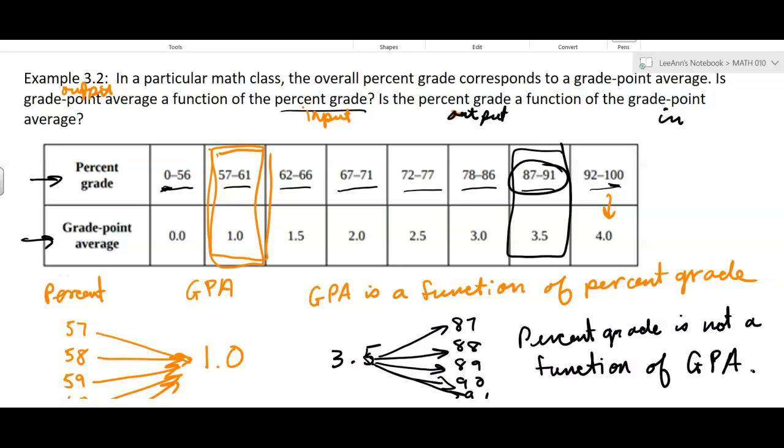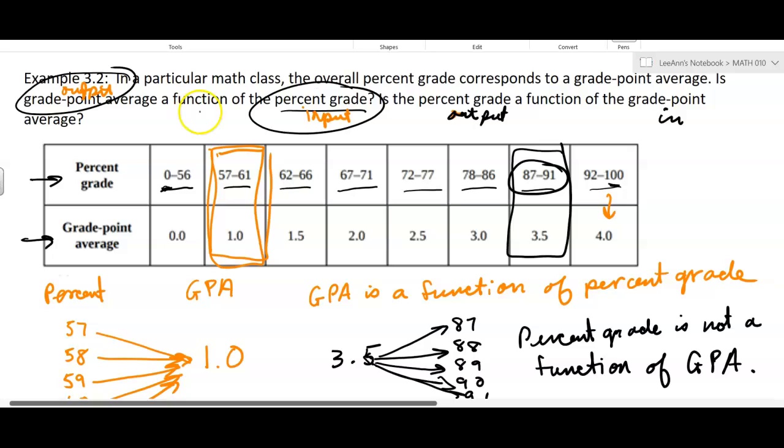Okay, so I think it helps to label the output and the input. And remember, it's a function of the input. That's probably the easiest way to remember that part. Okay, we'll keep working with them.